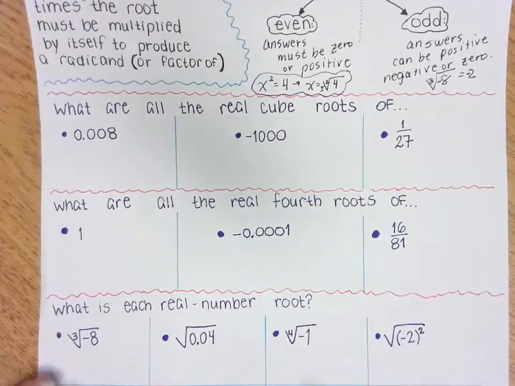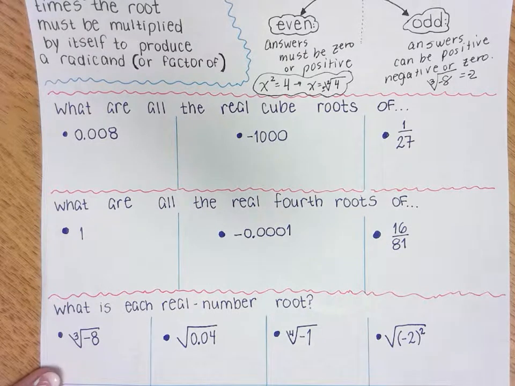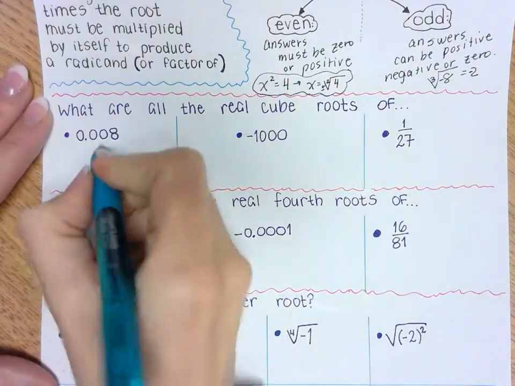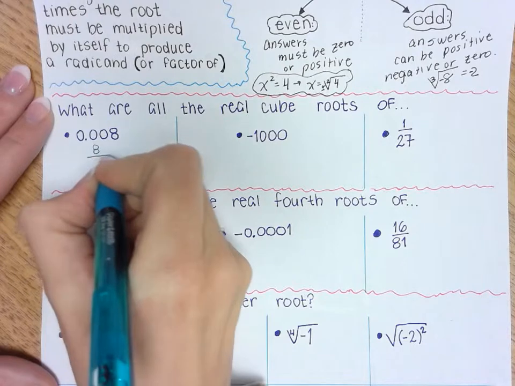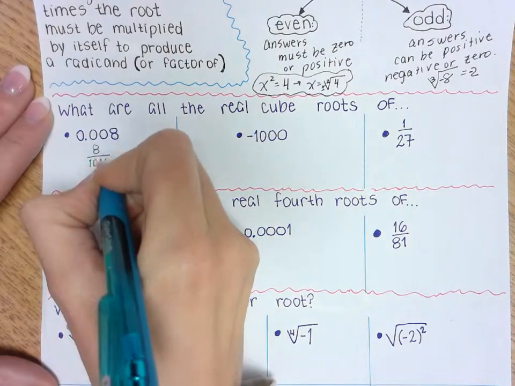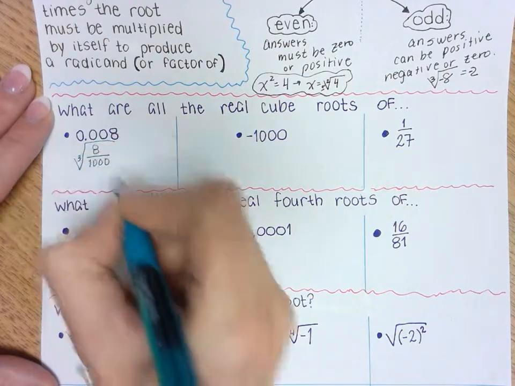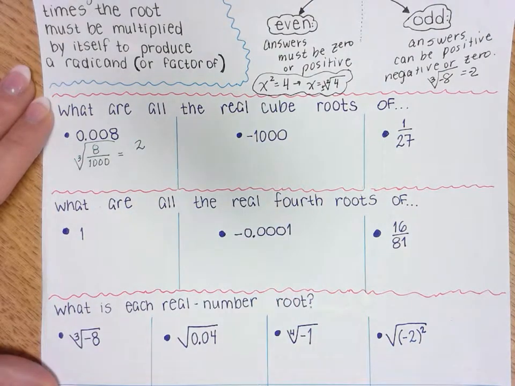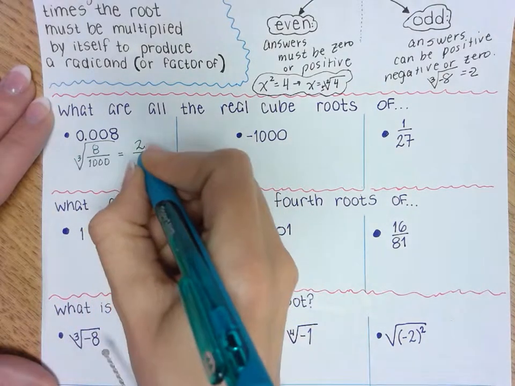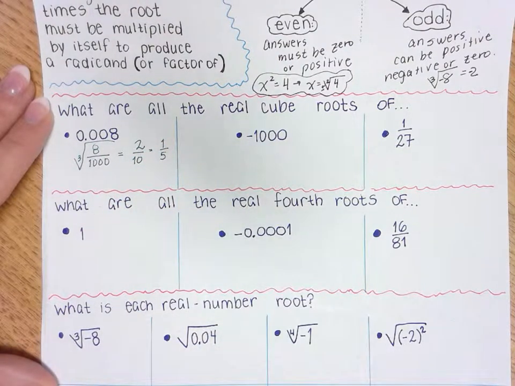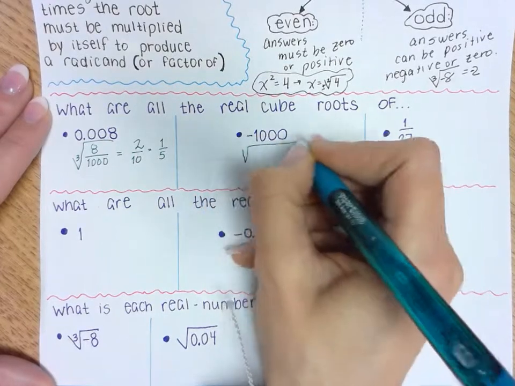Here, what are all the real cube roots of? So, asked to find cube roots. We have a decimal. When you have a decimal for a cube root, please, I'm begging you, write it as a fraction first. So it's 8 tenths, hundredths, thousandths, 8 over 1,000. And we're looking for its cube root. We had to write it ourselves, but it's a cube root, so we only get one answer. Cube root of 8 is 2. Cube root of 1,000 is 10. 2 over 10 is 1/5.